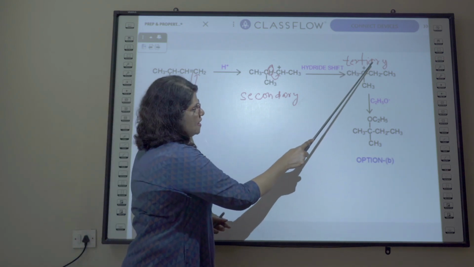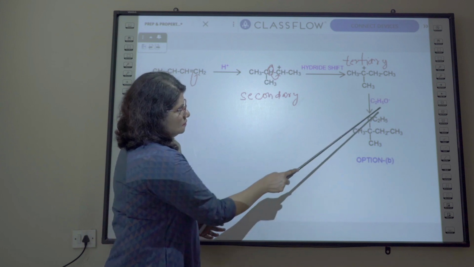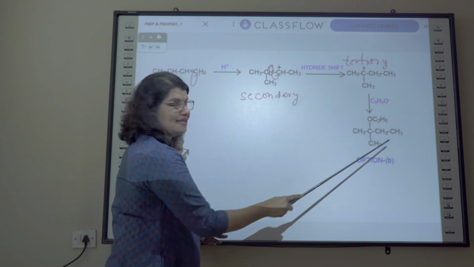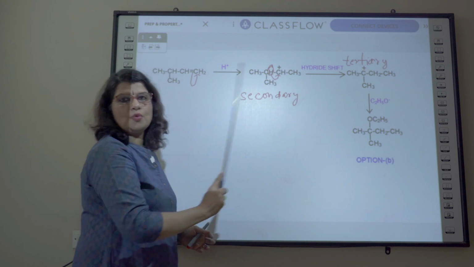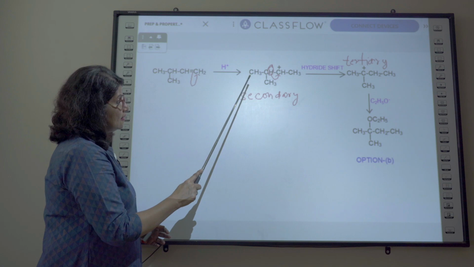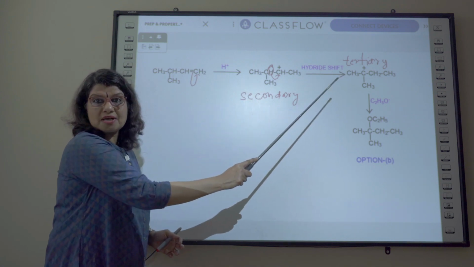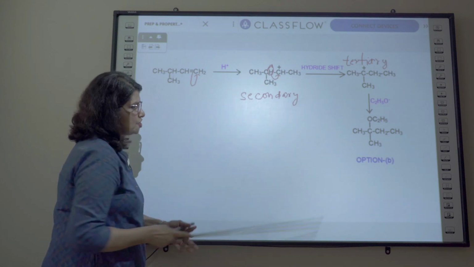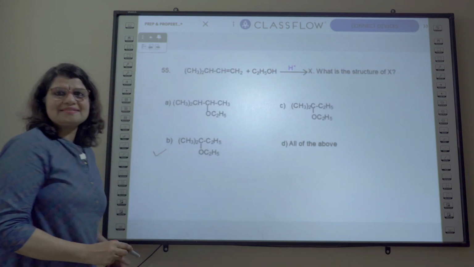Now the tertiary carbocation will interact with the ethoxide ion. The ethoxide ion will be attracted to this positive end to give you the corresponding ether. So this corresponds to option B. This is how you carry out the entire reaction. The highlight here is the transformation of a secondary carbocation to a more stable tertiary carbocation by a hydride ion shift. So option B is the correct answer.